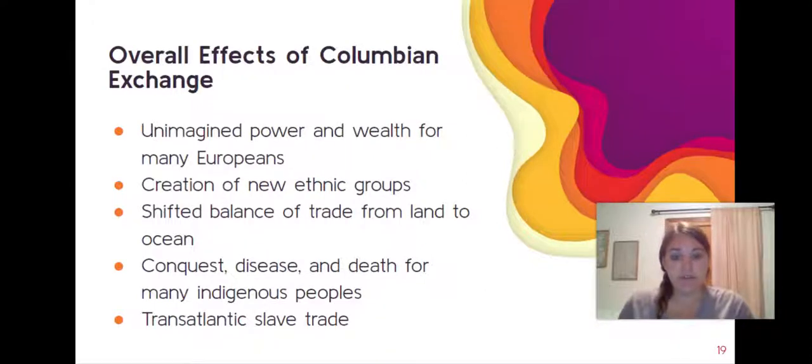We will see trade shift from land to ocean. That will become the most efficient, the most effective, the most beneficial financially. We see the conquest of indigenous peoples, disease and death being widespread, and then also the transatlantic slave trade. So because of the loss of life that we're going to see happening for indigenous peoples, they will resupply the population with Africans, which again will be part of the lesson where we talk about the conquest that takes place. So we want to take it back.